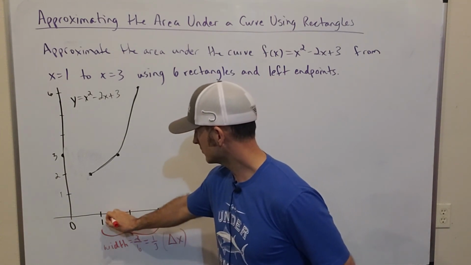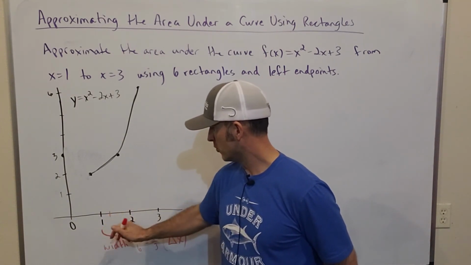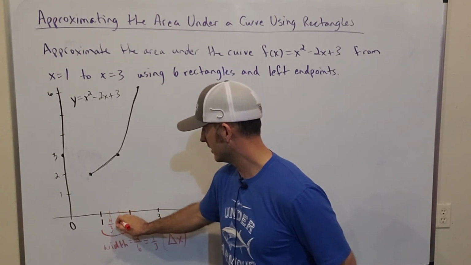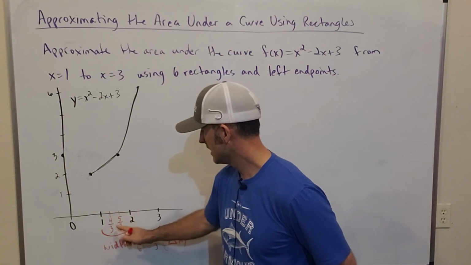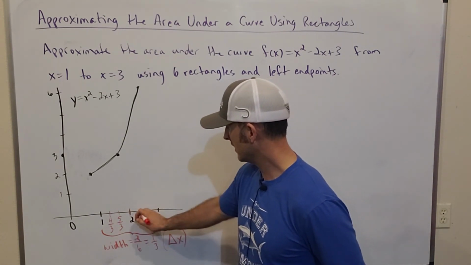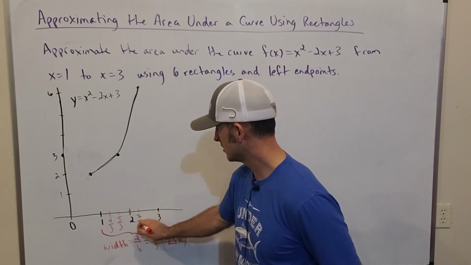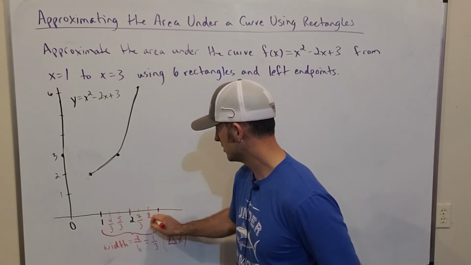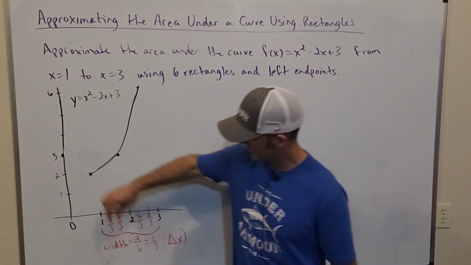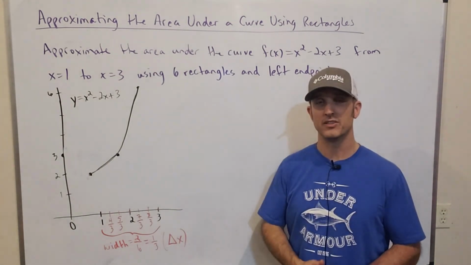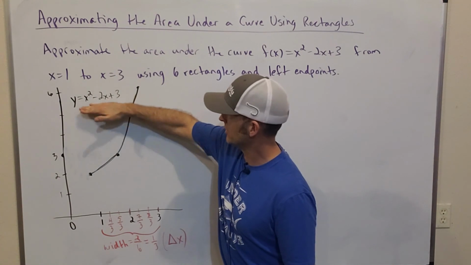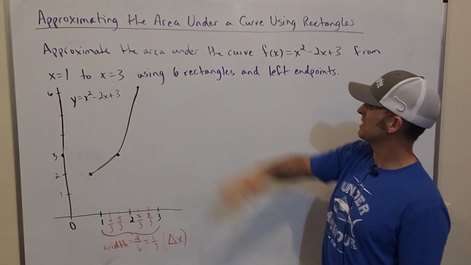So if I add a third to 1, I get 4 thirds. Add another third and I get 5 thirds. Add another third and I get 6 thirds, which is 2. And then I get 7 thirds, 8 thirds, and 9 thirds, which is 3. So I've got the x values for my 6 rectangles at the bottom. So I've gone from x equals 1 to x equals 3. I've got the curve. I've got the bases of my 6 rectangles.